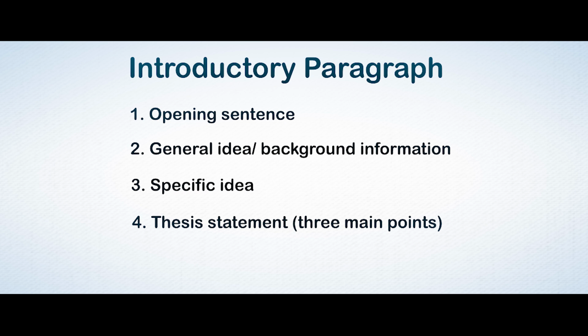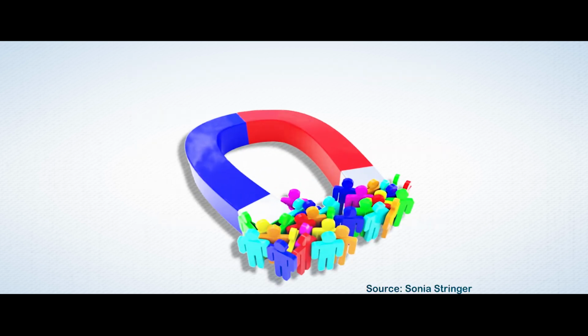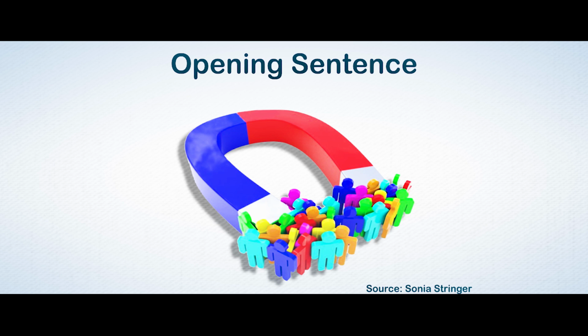So we're going to look at them one at a time. So this is opening sentence. Now what do you see here? It's a magnet. This magnet is symbolic. This magnet is not going to attract metal pieces. So this magnet here attracts people. Now, people here would refer to your readers. And the magnet here is symbolizing opening sentence. It's telling us our opening sentence should attract readers.